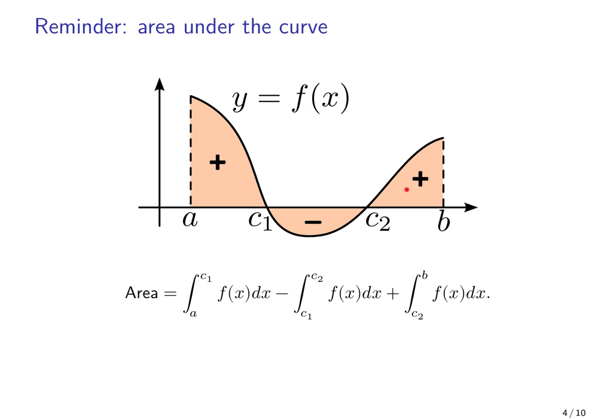And then last here, we see that the graph is again above the x-axis, so the area is positive, or the integral is positive rather, and the area and the integral match each other. So in total, if we want the shaded area, this plus this plus this, we have to compute integral from a to c1 minus integral from c1 to c2, because the graph dips below the x-axis, plus integral from c2 to b.